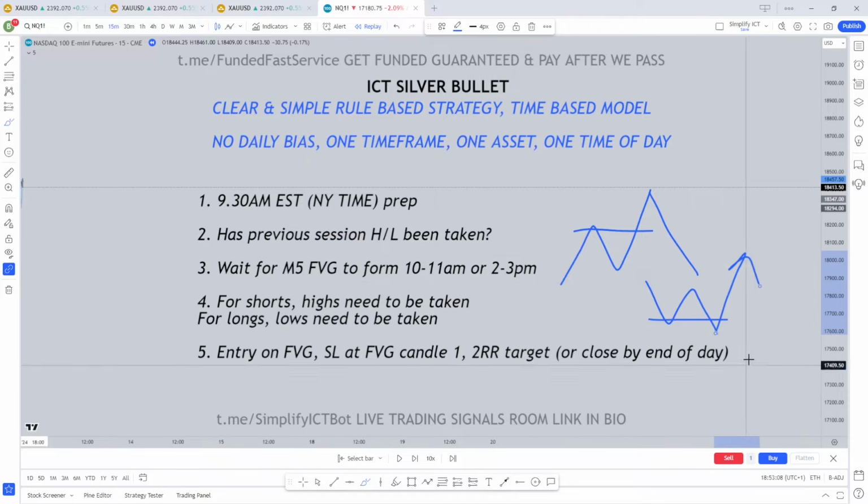longs to the upside. And we're going to enter off a fair value gap, which we see after the low has been taken for a long example. And we're going to look for a fair value gap to enter off after the high has been taken for sells, right? We're going to go to the chart example in a second.